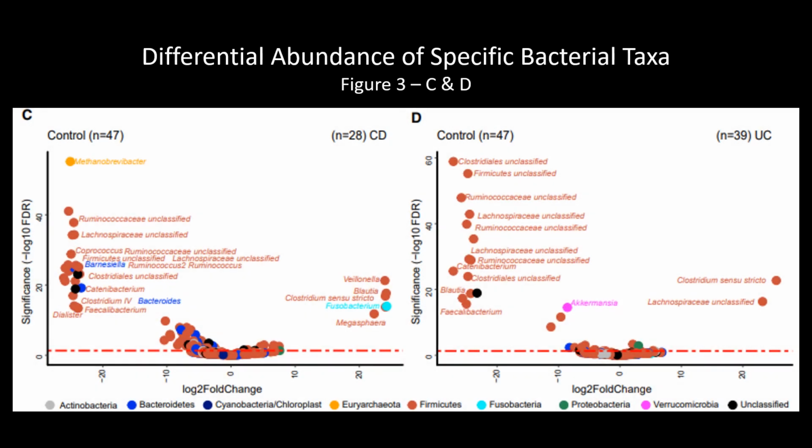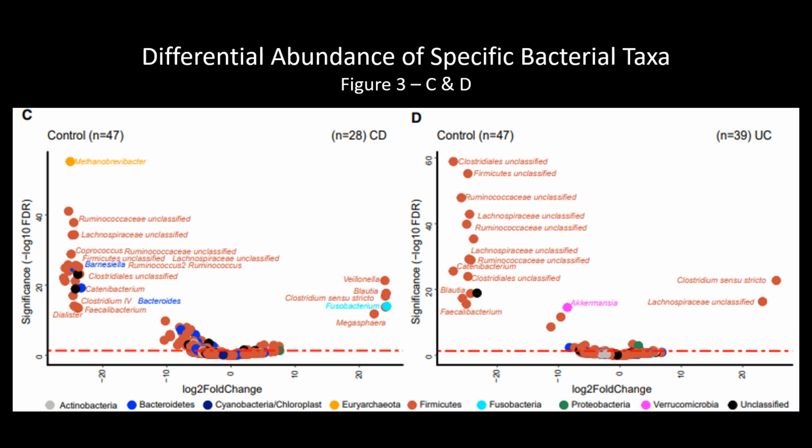3C and D is showing another variation of volcano plots, and these are showing bacterial taxa in Crohn's versus controls and ulcerative colitis versus controls. So figure C is going to be Crohn's and figure D is going to be ulcerative colitis.